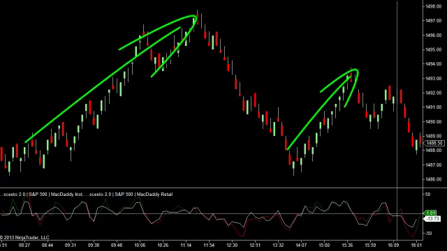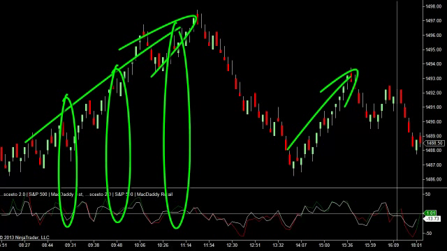Now we have two distinct uptrends in the market today, here and here. During these uptrends, there are plenty of times when retail crosses below institutional. That means retail is getting bearish even though price is moving up, and that's probably a good time to buy. You can see that here, and again here, and again here, and then later in the day here, and here.